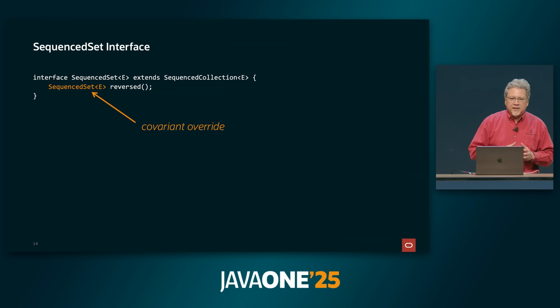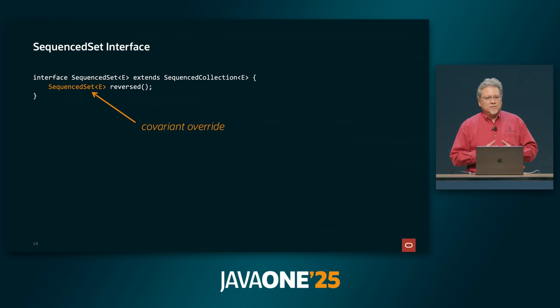The SequencedSet interface is a subtype of SequencedCollection. It doesn't add anything really, but what it does do is provide a covariant override of the reversed method. So instead of returning SequencedCollection, if you call reversed on a SequencedSet, you get back a SequencedSet, which again is a view of the underlying collection with the elements in the reverse order.